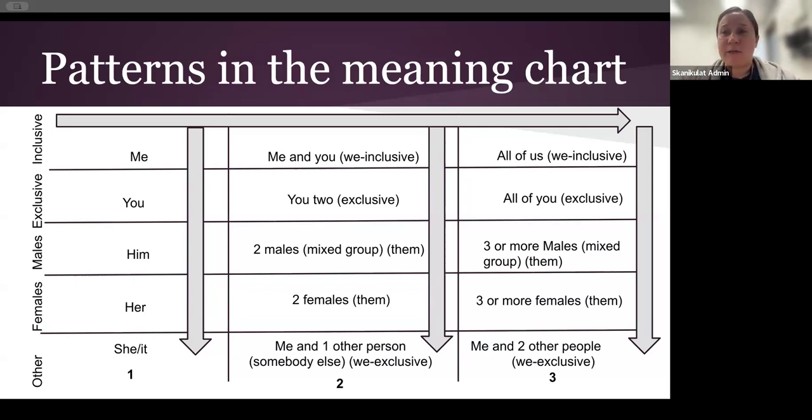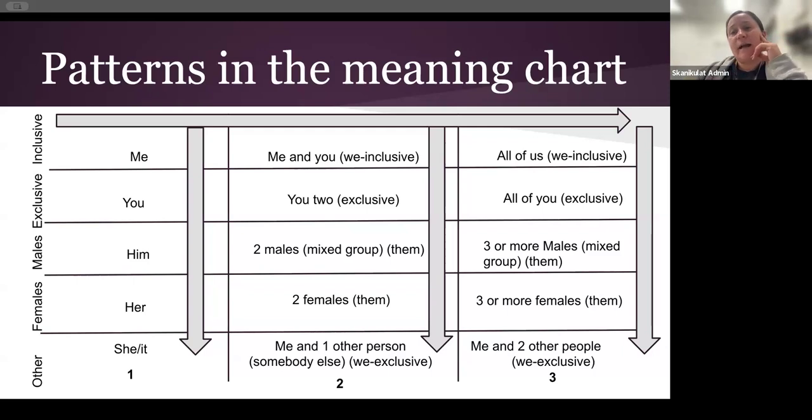So just to quickly run through the chart, starting at the top left with the singular subjects, it goes me, you, him, her, she, or it. And then it jumps to the second column. These are two subjects, so it's me and you, which is like a we inclusive because I'm talking about me and you. You two is just exclusive. I'm saying you two. Two males. It could also include a mixed group, so it could be a male and a female. Sometimes we call it them. Two females. It's always strictly females when we talk about the females, and that is also them.